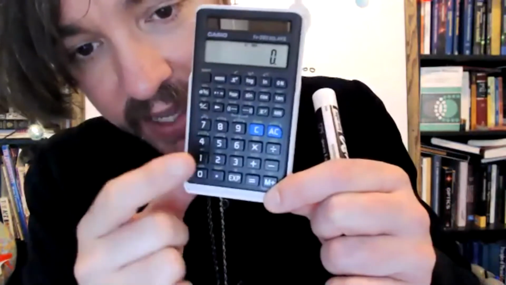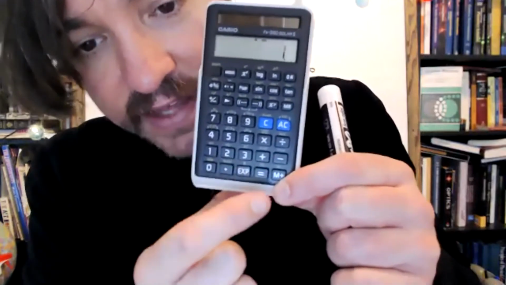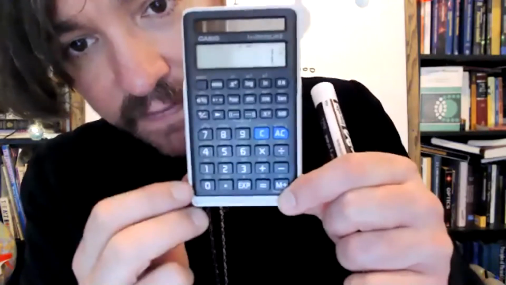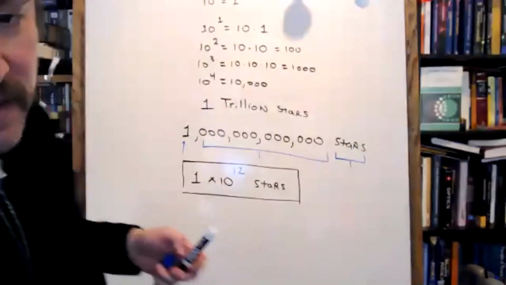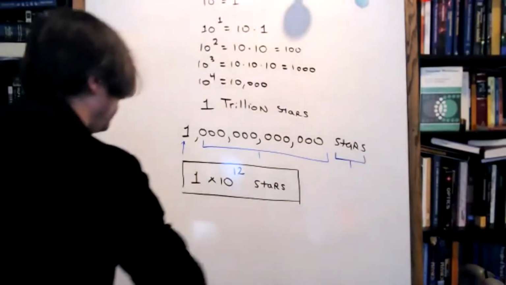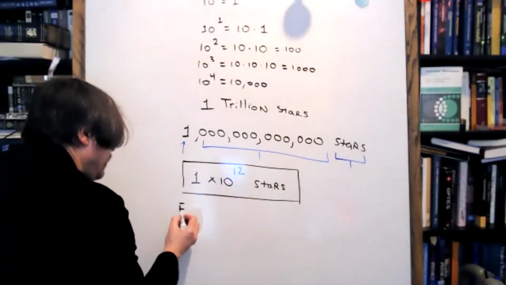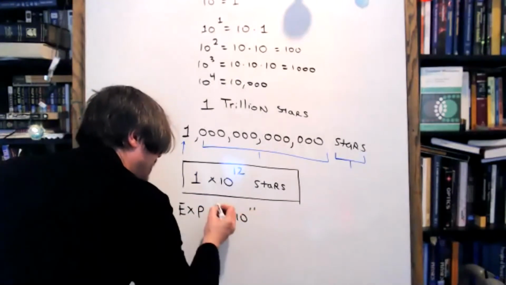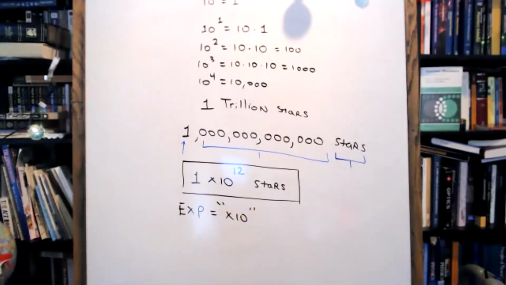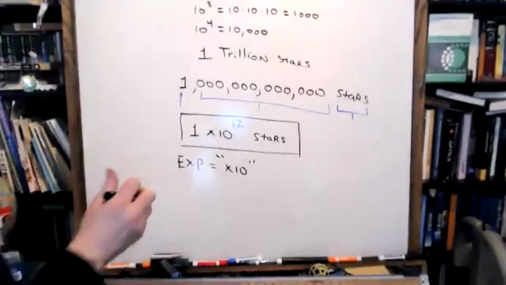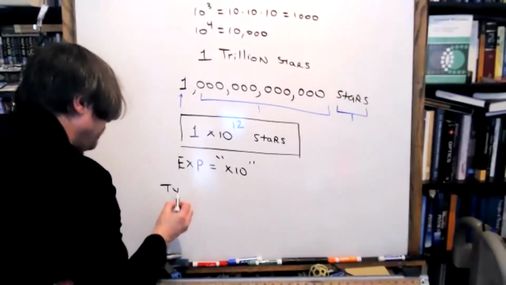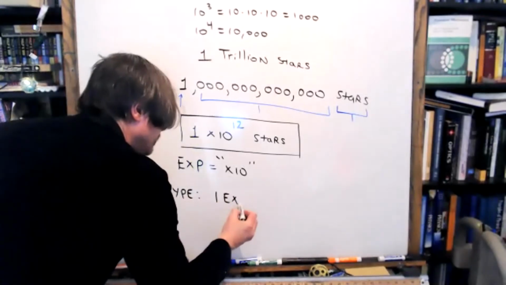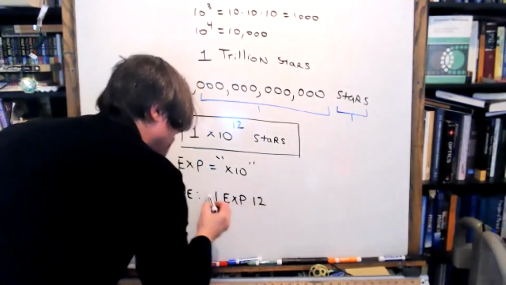So the way I would type this into my calculator, I do 1, and instead of typing times 10, I just hit EXP and then 12. All right? So let's put that down so that we remember next week. We're going to be using our EXP key, which means times 10. So when it comes down to our calculators, we'll be typing 1 EXP 12.